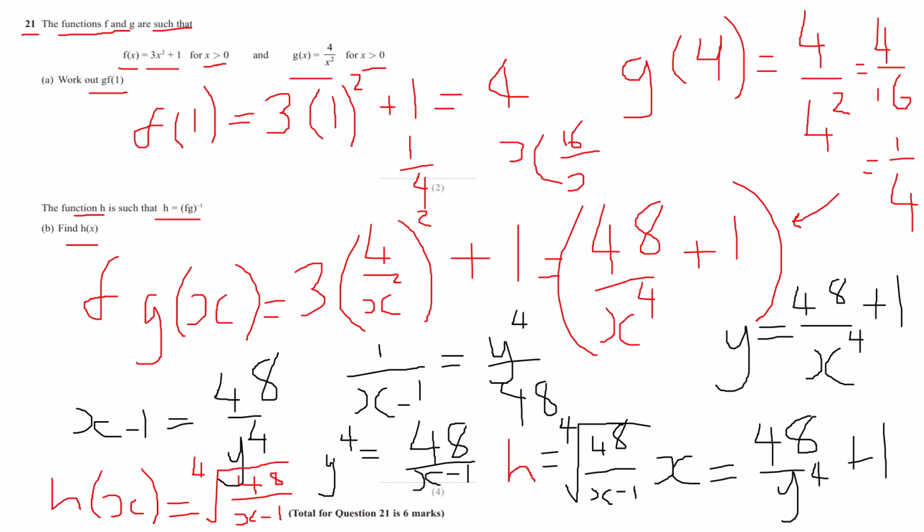x squared will give you x to the power of 4. When you multiply a whole number by a fraction, you multiply the whole number or the integer by the numerator only, and leave the denominator the same. So 3 times 16 gives you 48. 3 lots of 16 makes 48. That's where it's come from. And in total, that was a 6-mark question.